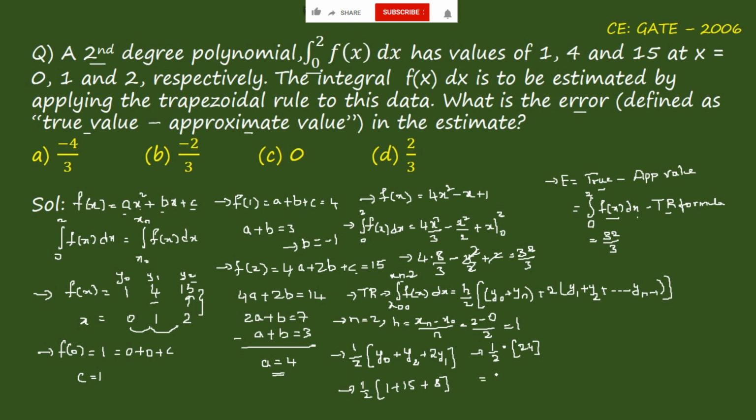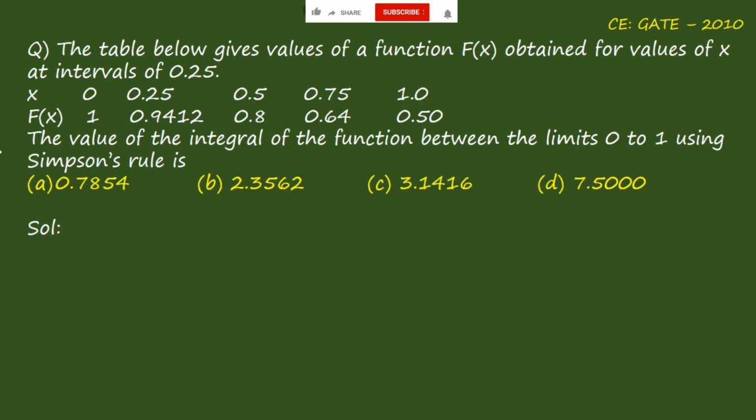So just substitute the values, you get 12. So by using the trapezoidal rule, it becomes 12. So it becomes minus 12, which is equal to, take an LCM, 32 minus 36 by 3, which is equal to minus 4 by 3. So what is the error? It is minus 4 by 3. So the answer is option A. The next question.